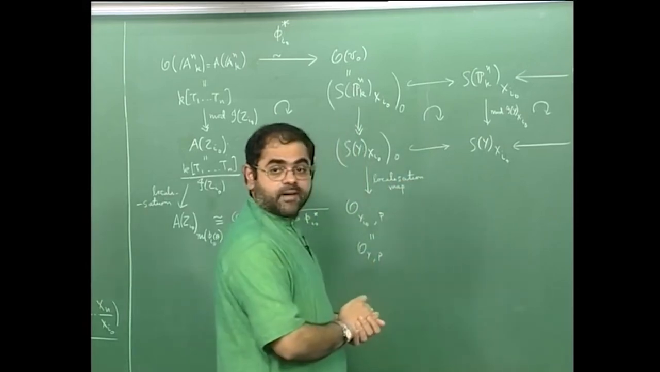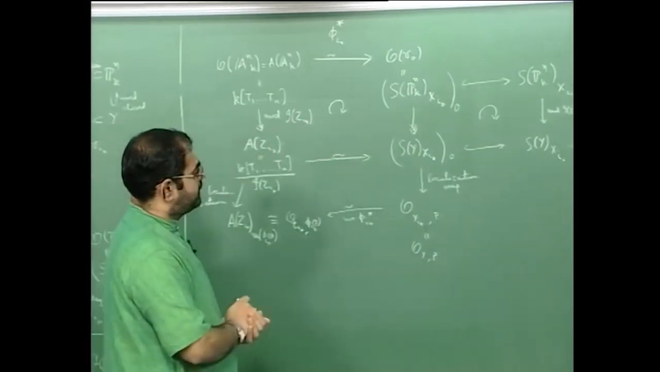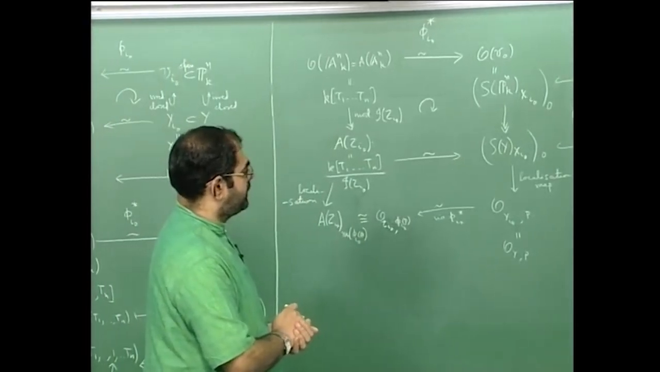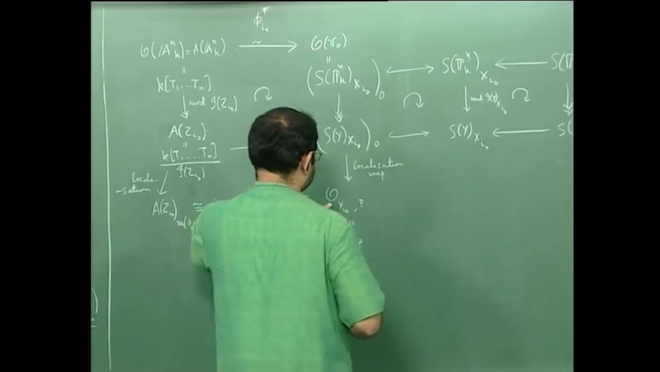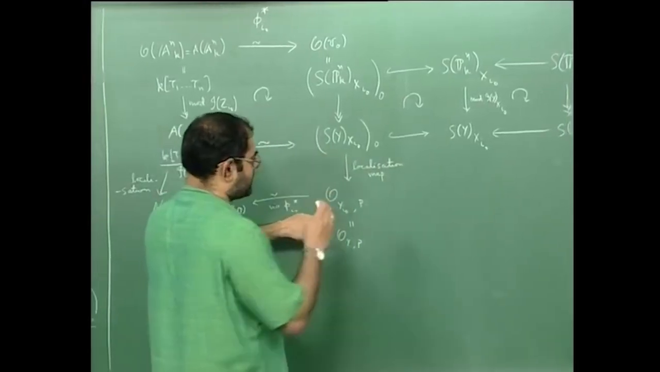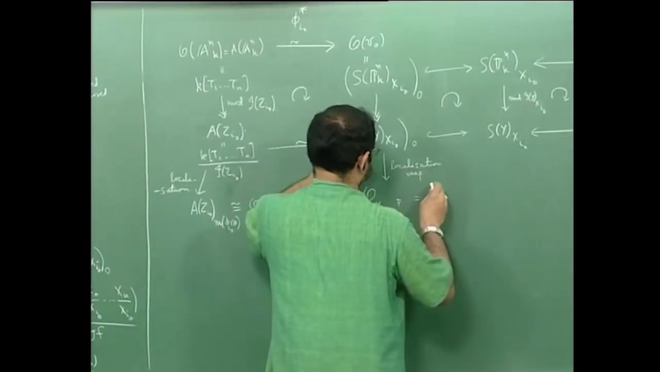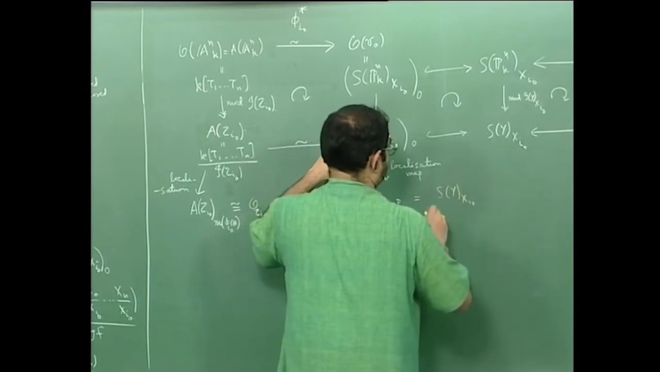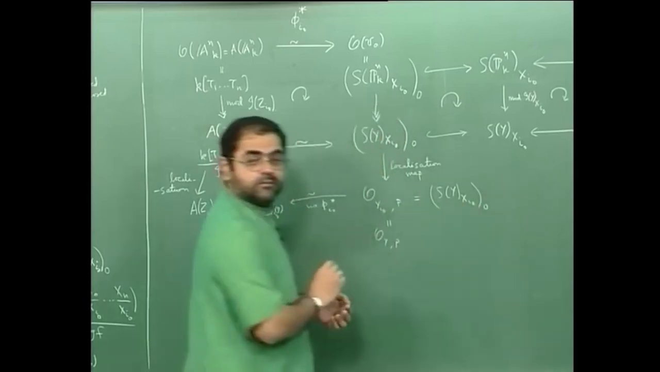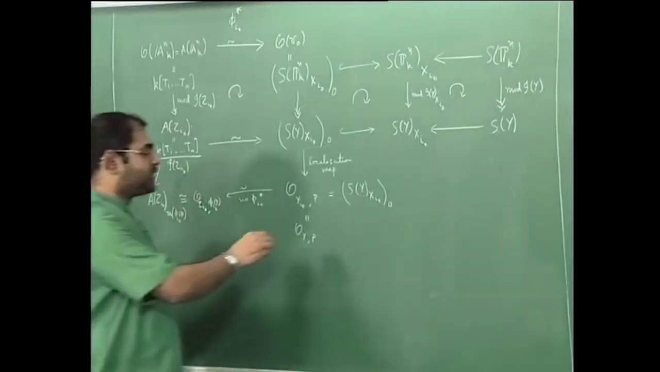It will be a localization map, and the question is that you need to know what localization map this is. So what is this going to be? This is going to be this ring S_Y x_{I_0}. Okay, and then you have to further localize it.